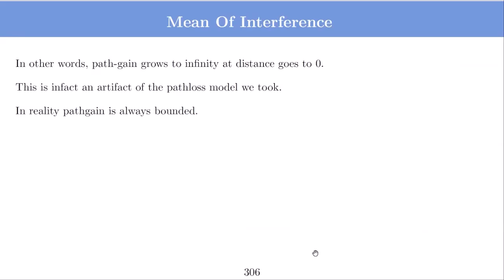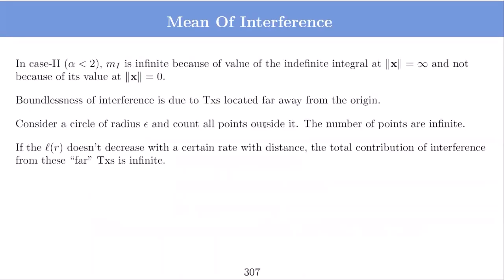Okay, and eventually this is the artifact of the path loss model we took, because we are assuming that the path loss can go to infinity as we go very near to the transmitter, which is not exactly the case. In reality, the path gain is always bounded, right? You cannot get more than the power which is transmitted. So if you include that factor, maybe you will get the finite interference.